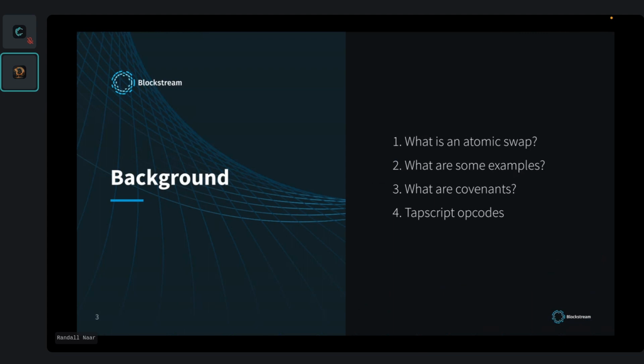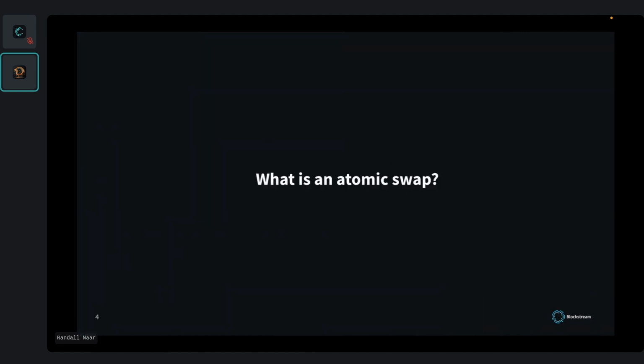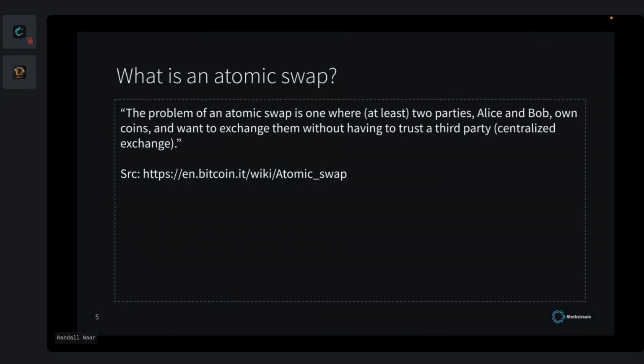So let's just get into it and start with the first question I'd like to answer, which is, what is an atomic swap? If you look in the Bitcoin wiki, it describes the problem of an atomic swap as follows. The problem of an atomic swap is one where at least two parties, Alice and Bob, own coins and want to exchange them without having to trust a third party, which could be a centralized exchange in this case, right?